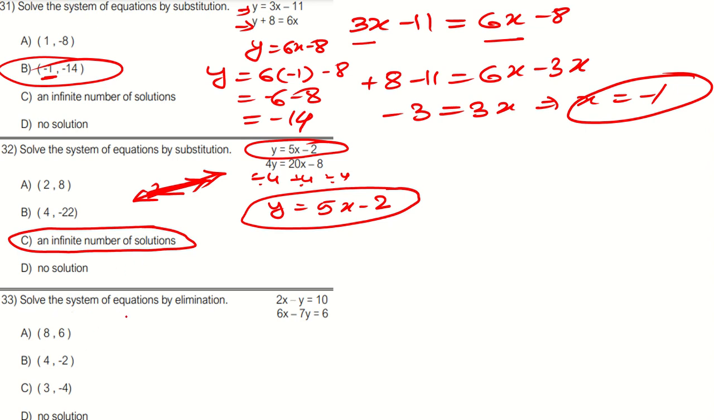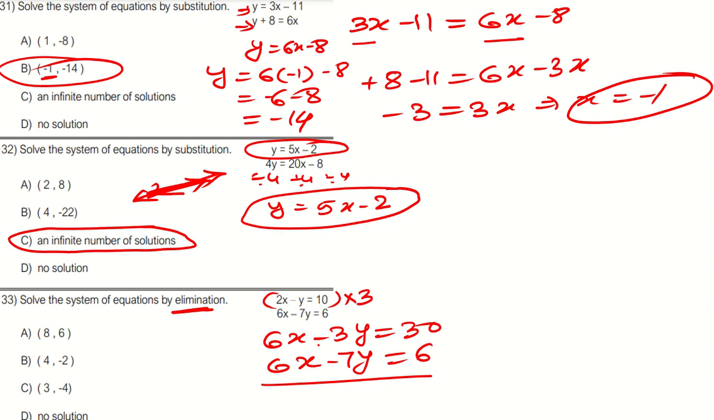Now next is solve the system of linear equations by the elimination method. Elimination means making the coefficients the same. You can make any coefficient the same, maybe x or maybe y, it is up to you. So I am multiplying the first equation by 3. So it will be 3 times 2, 6x minus 3y is equal to 30. Then the other equation stays the same, 6x minus 7y is equal to 6. Now 6x and 6x are the same, they are of the same sign, so just subtract.